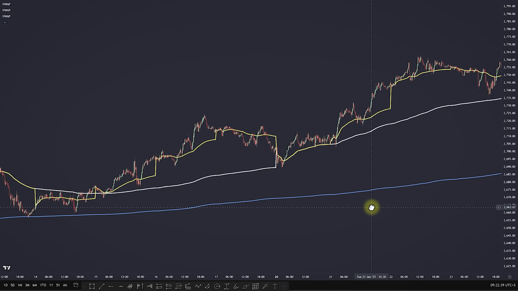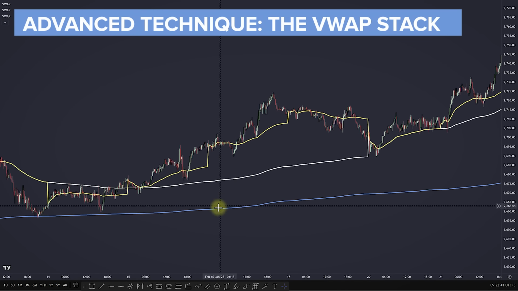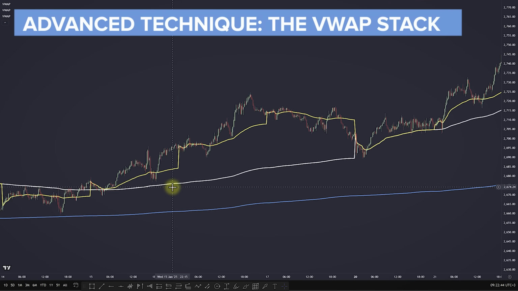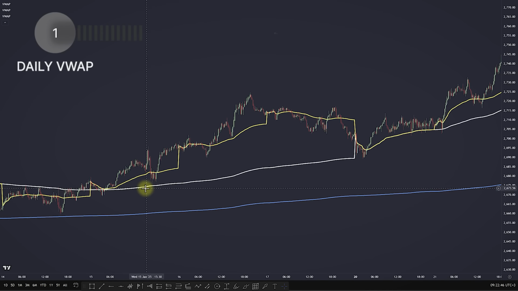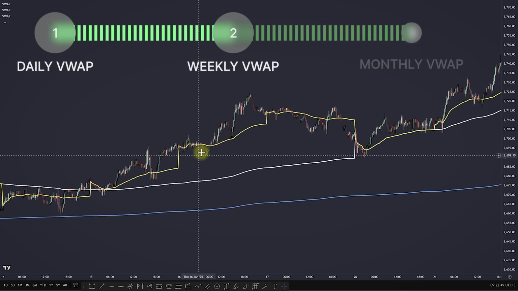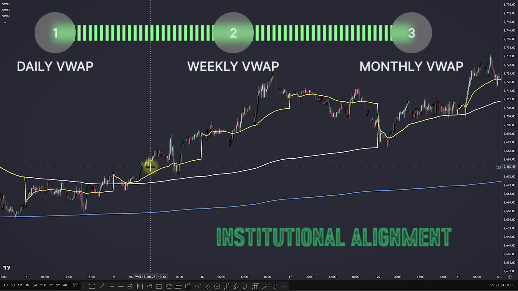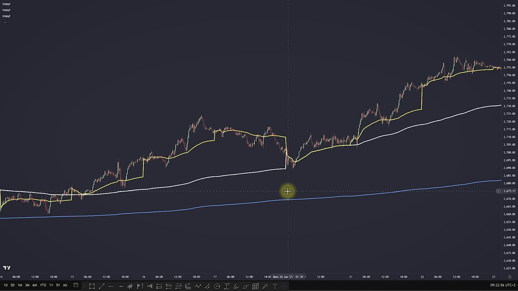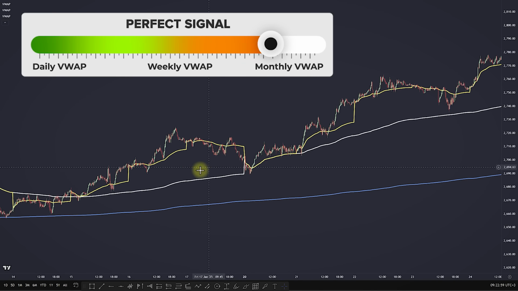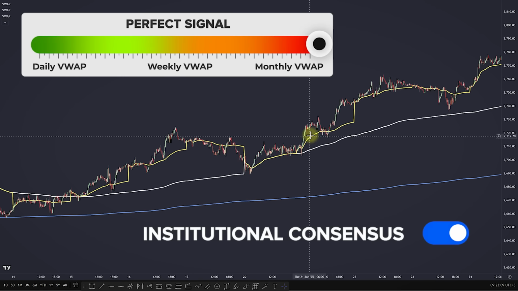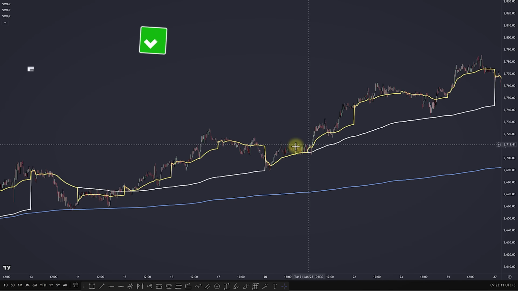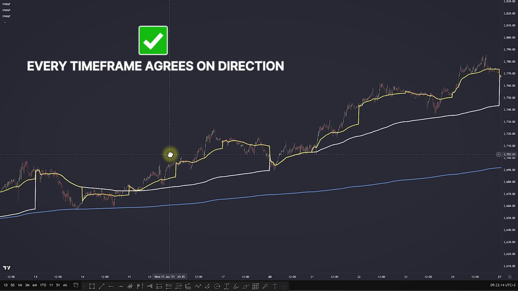Instead of guessing market direction, smart money uses the multi-timeframe VWAP stack. When daily, weekly, and monthly VWAP all point in the same direction, you have institutional alignment. These create the most explosive moves. Watch for this pattern. When all 3 VWAPs are stacked bullishly, daily above weekly, above monthly, and price is above all 3, you have what we call institutional consensus. Every time frame of smart money agrees on direction.